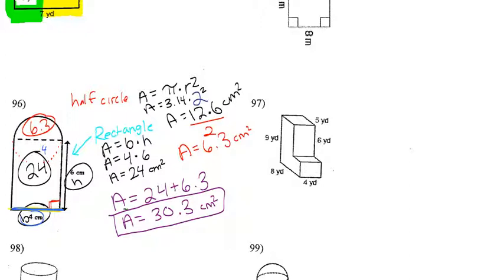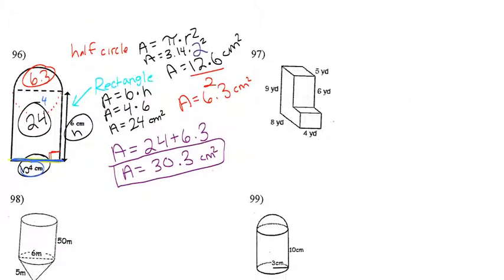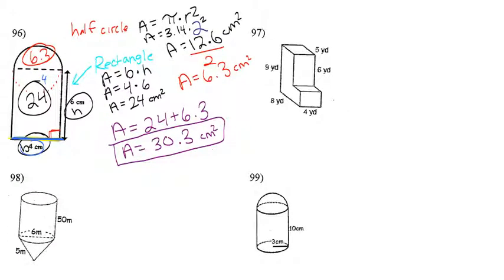We find the area of one piece and add it to the area of the other piece. Now that's a two-dimensional shape. 94, 95, and 96 are all two-dimensional shapes. 97, 98, 99 are three-dimensional shapes, so we're going to have to find the volume. The same concept, but we're finding the volume now of two different figures and adding them together. I wanted to take a look at number 99.